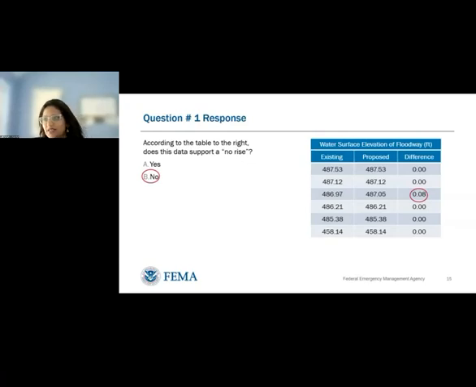So the answer is no. The correct answer is no. A rise of 0.08 feet is still a rise. When you round up the increase, it is 0.1 feet. The definition of no rise requires that there be absolutely no increase in water surface elevation within the floodway. So whoever said yes, that's the answer. And whoever said no, that means you already have the fundamentals of the floodways.